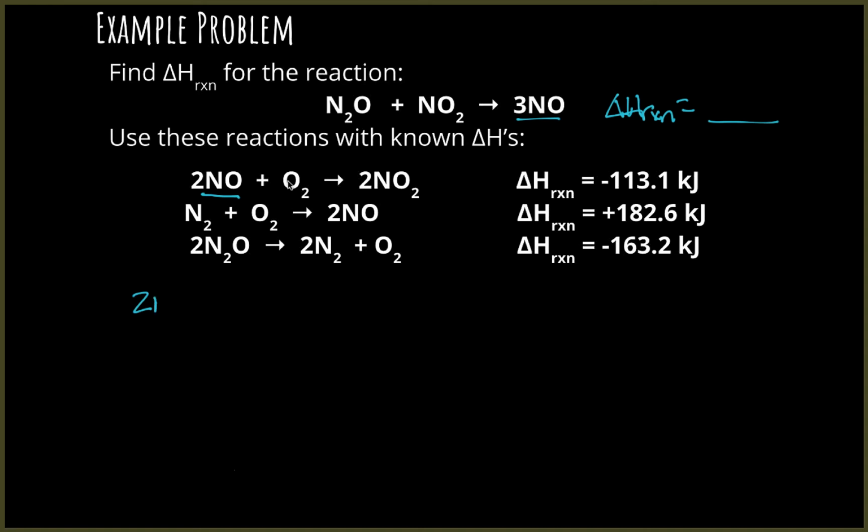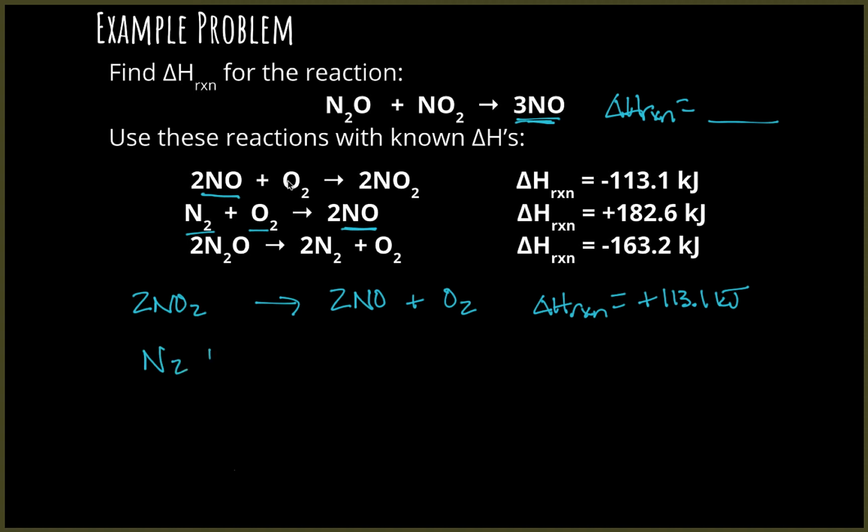So I'm going to change this to 2NO2 goes to 2NO plus O2. And then because I reversed it, this is going to become a positive. Second one, the N2 and the O2 aren't in the overall equation, so I'm going to focus on the NO. So that one is also a product, so I'm going to leave that as it is. And then I may need to do something to that, but I'm going to rewrite it, but leave it as written.